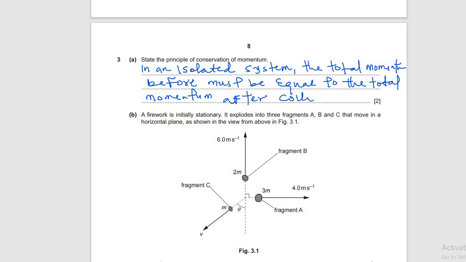The key words: in an isolated system. That's 1 mark. Total momentum equal before and after collision. That's another mark. That's it.